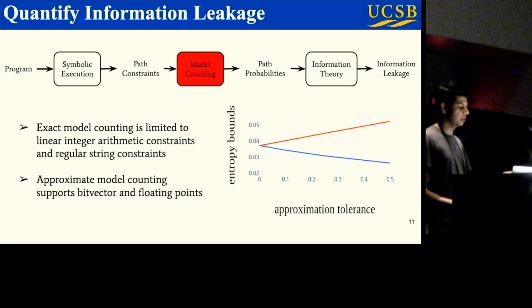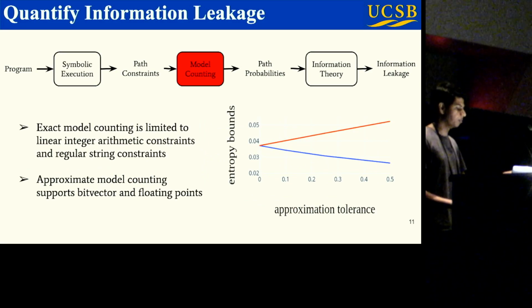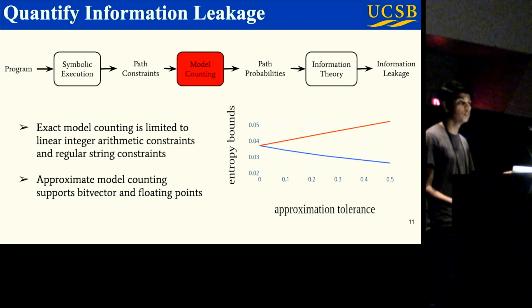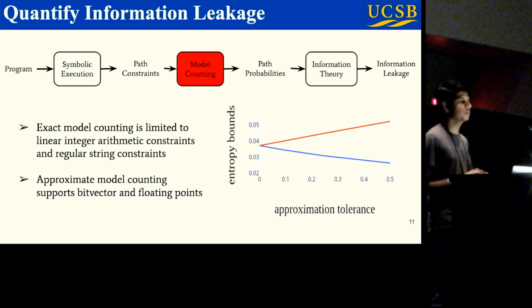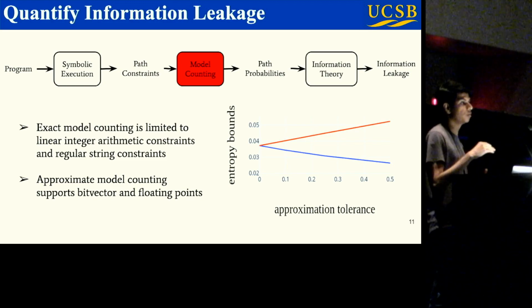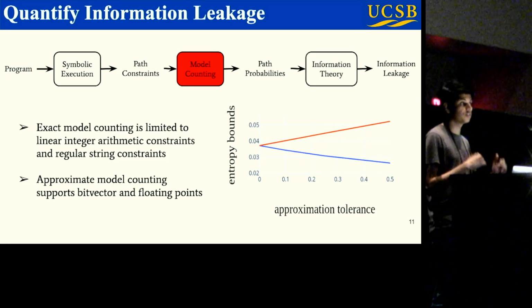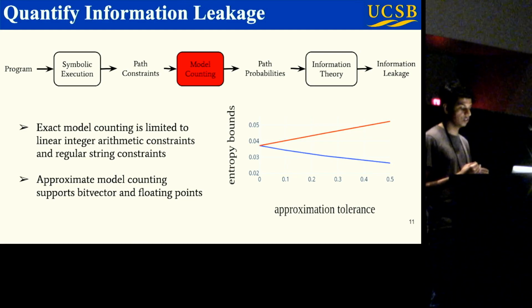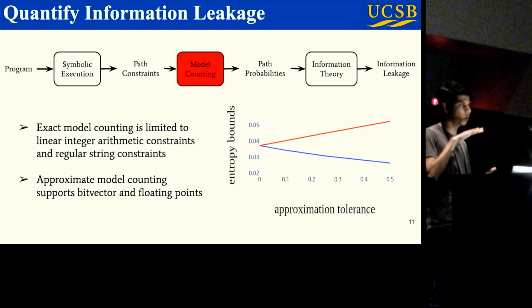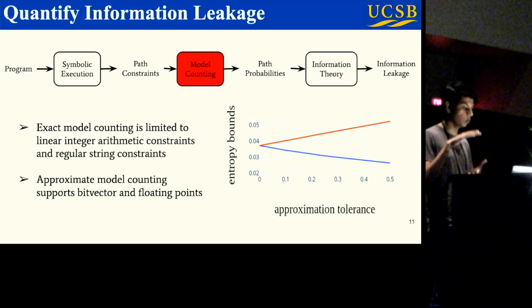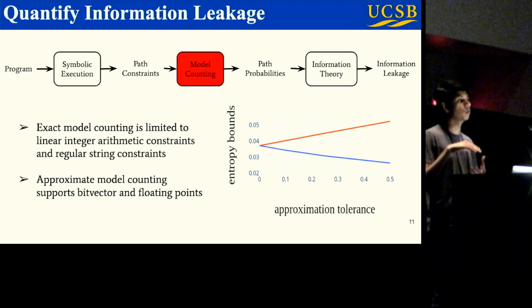The second issue is that exact model counting is often impossible. It's generally limited to integer linear arithmetic constraints and regular string constraints, as well as a couple others. But we can relax this and use an approximate model counter, which instead of giving us an exact model count of 300 would tell you that the model count is somewhere between 200 and 400. We then propagate this uncertainty into the bound on information leakage. On the right, again, you see that as the approximation tolerance, how large the bounds that the model counter gives, grows, the entropy bounds that we give grow looser as well.